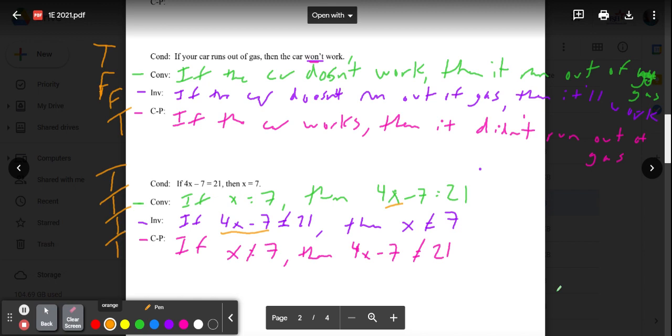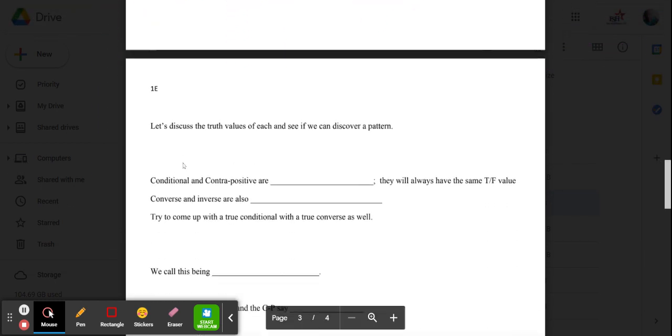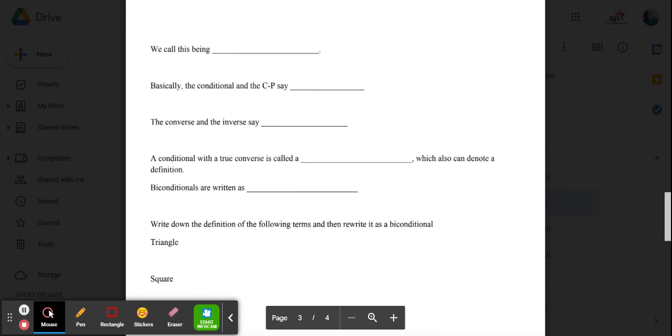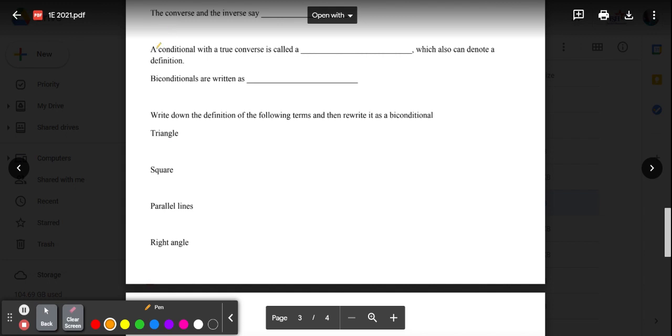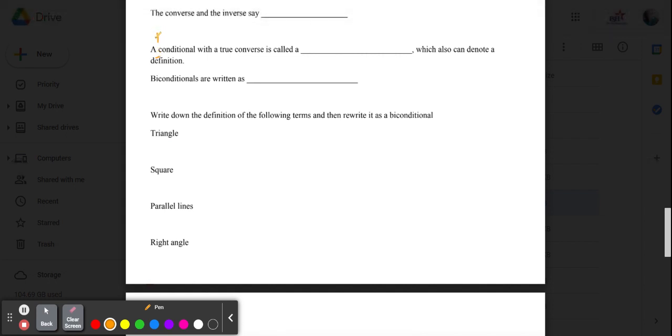Now, I want to use this to go down to the middle of the third page here to talk about a biconditional. Coming down here, there's a little bit of a typo. I should put the word true here. If we have a true conditional with a true converse, that is called a biconditional.